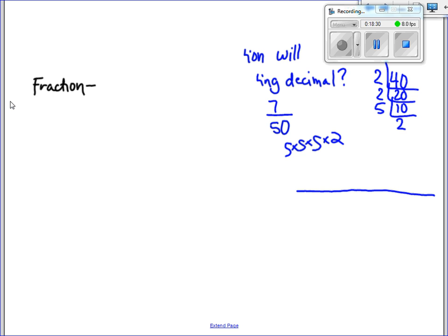Okay, guys. Fraction will become a terminating decimal.